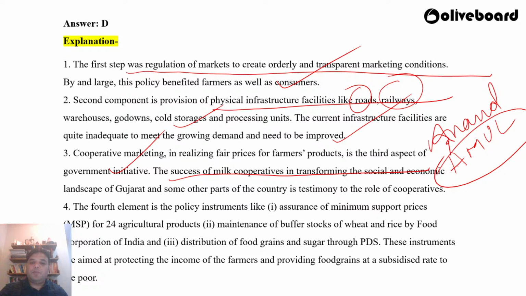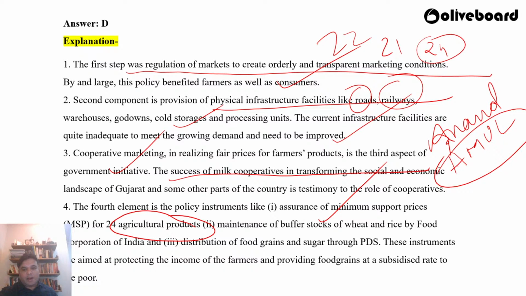The fourth element is the policy instruments like assurance of minimum support prices for 24 agricultural products. See, ये fluctuate होते रहता है, कभी it is 22, कभी it is 21, now it is 24, right? Then maintenance of buffer stocks of wheat and rice by the Food Corporation of India. And third, the distribution of food grains and sugar through PDS. PDS is what? Public Distribution System.